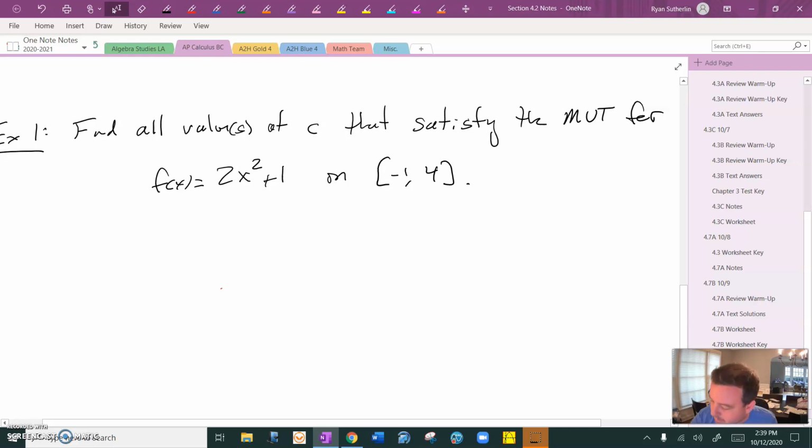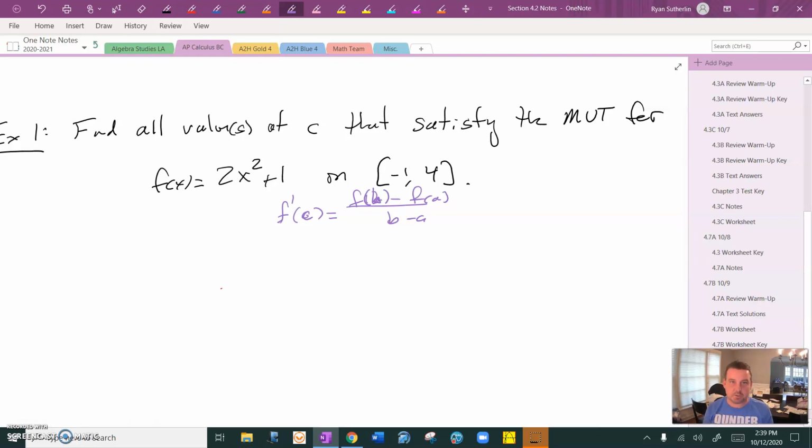Okay, so let me show you how I'll organize the work so we can see the solution. The conclusion of the mean value theorem is f prime of c equals f of b minus f of a over b minus a. For us to be able to use this, our function has to be continuous and differentiable. Well, our function's a quadratic, which is continuous. Its derivative would be linear, which is also continuous, so therefore f of x is also differentiable.